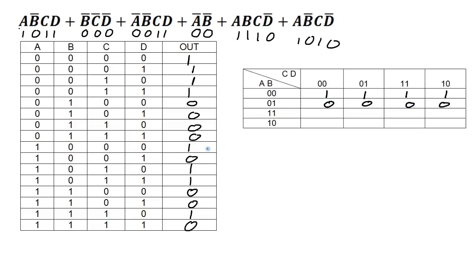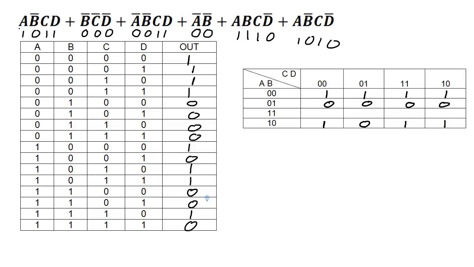Then 1, 0, 0, 0 is 1. That's the bottom row in the Karnaugh map. 1, 0, 0, 1 is 0. 1, 0, 1, 1 is a 1. And 1, 0, 1, 0 is also a 1.